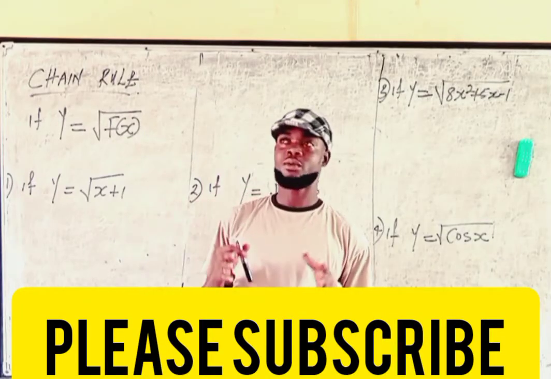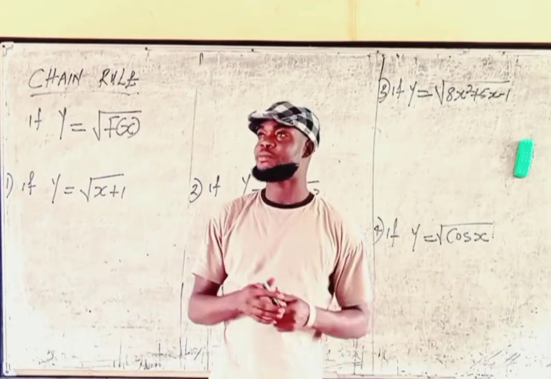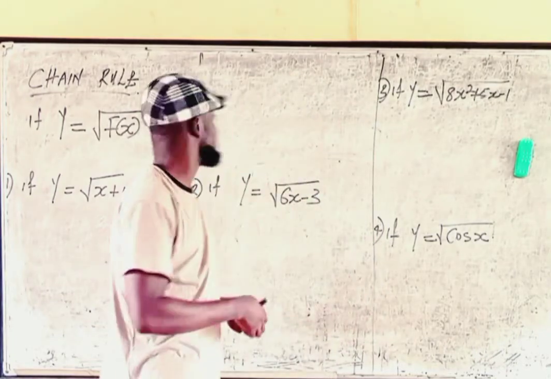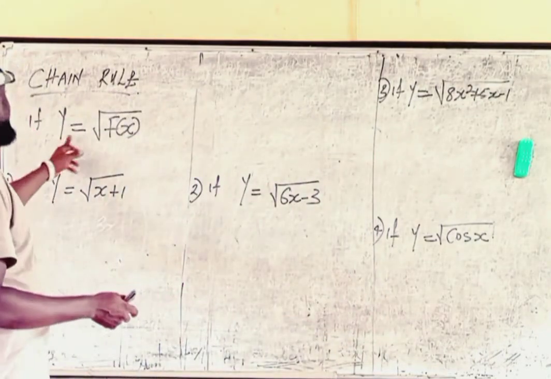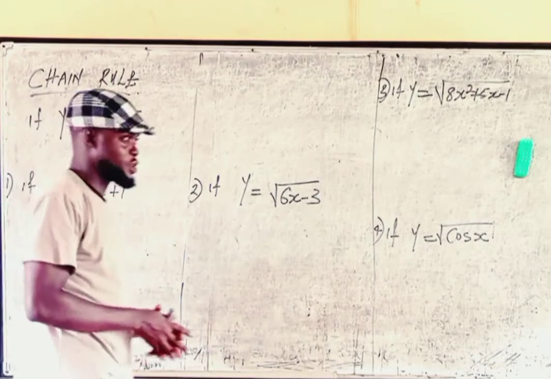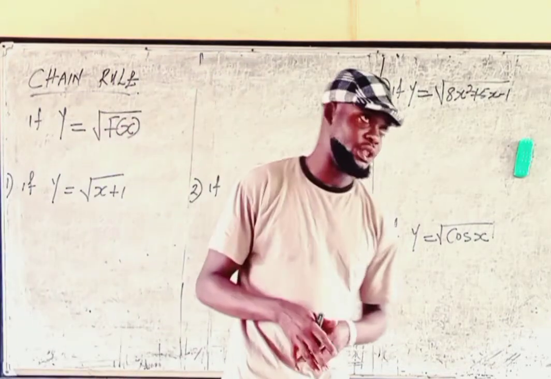Today we are going to be looking at the second aspect of the chain rule, which is: if you have y equal to the square root of a function of x, how do you differentiate that problem?